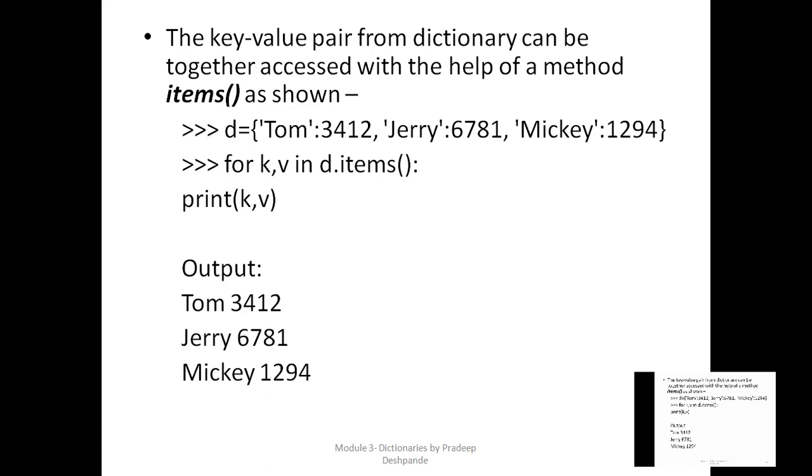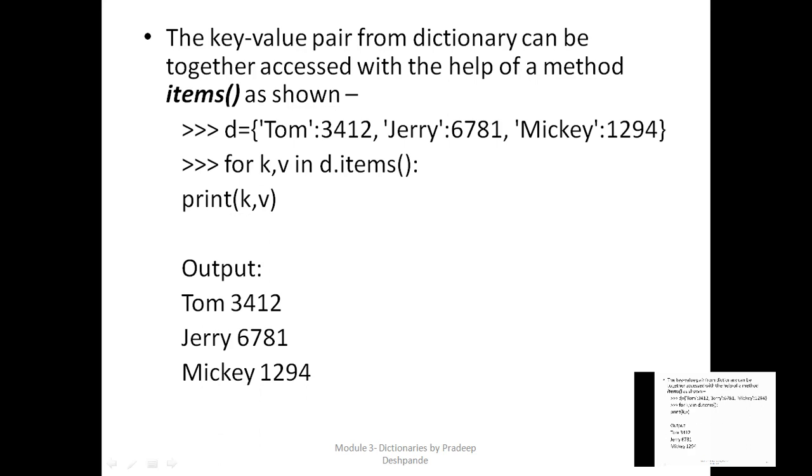We can also use the key value pairs from a dictionary together with the help of the method items. We have another method called items. Take care that you have to remember all the methods whatever we discuss here. The items method can be used to get the key and value pairs from the dictionary.